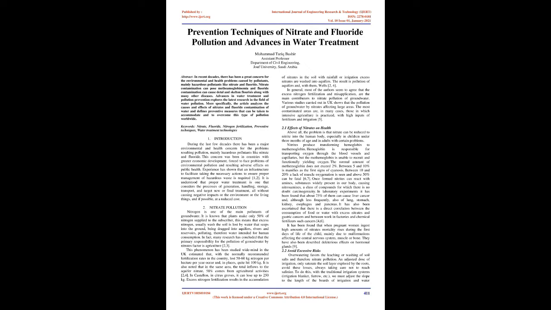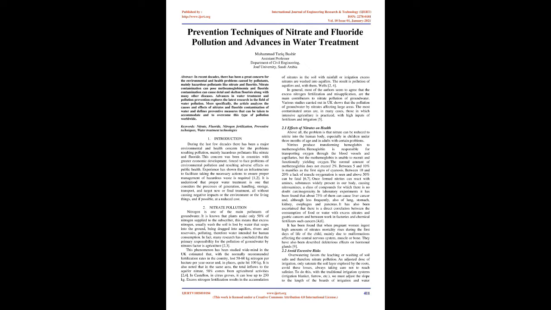6,7. Once formed, nitrites can react with amines, substances widely present in our body, forming nitrosamines, a class of compounds for which there is no doubt of carcinogenicity. In laboratory experiments it has been found that about 75% of them can cause liver cancer and, although less frequently, also cancer of the lung, stomach, kidney, esophagus, and pancreas. It has also been ascertained that there is a direct correlation between the consumption of food or water with excess nitrates and gastric cancers, and between work in factories of chemical fertilizers and such cancers.